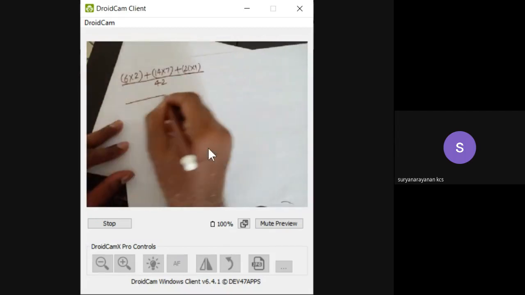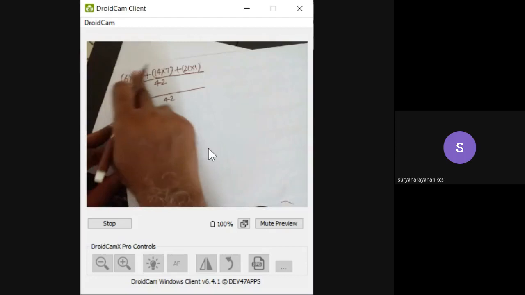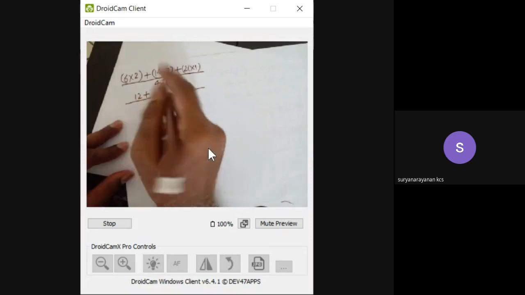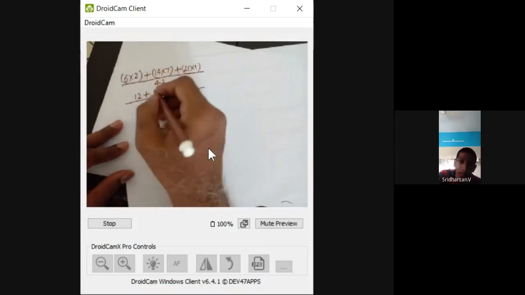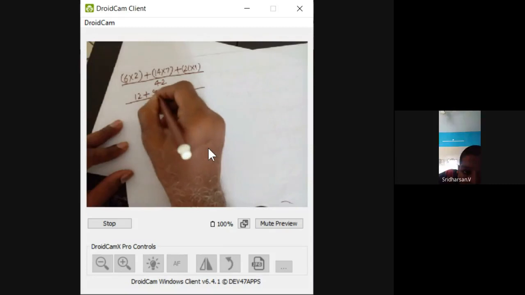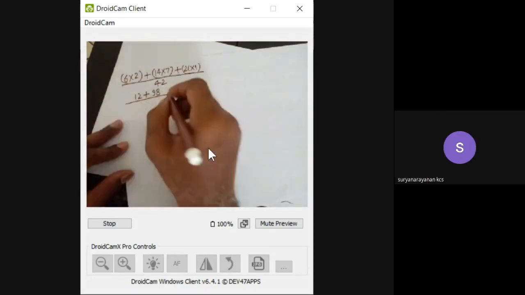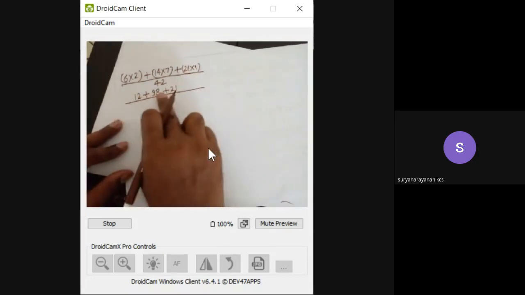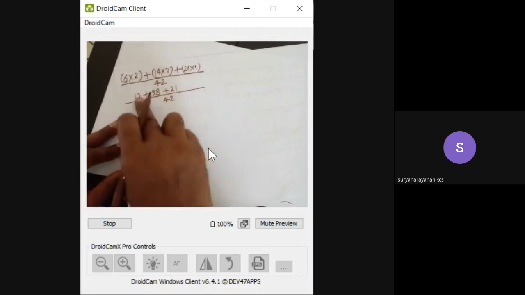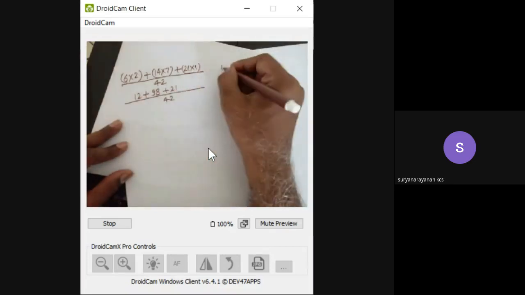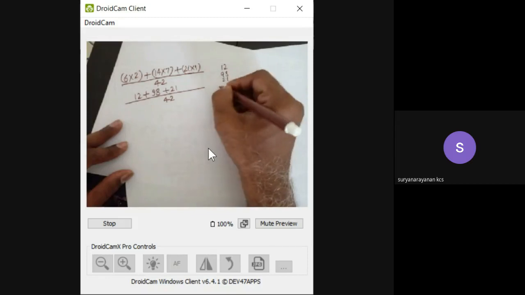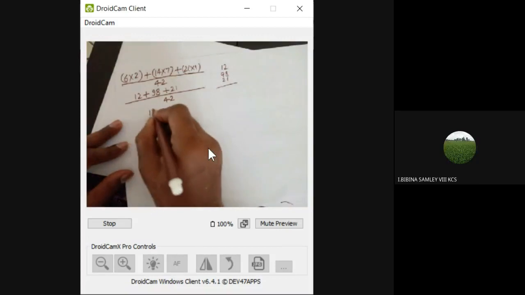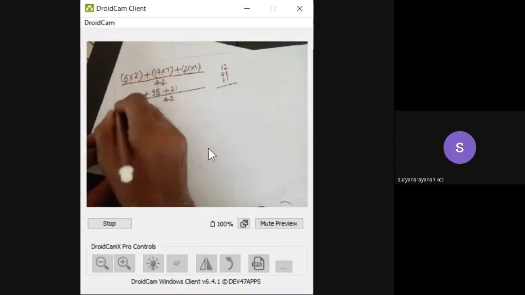Now let us simplify the numbers within the brackets. First, that is a rule. We have 6 into 2 is 12, plus what will we get? 98. Plus the third, 21. If we observe the numerator, three numbers are connected with the plus sign. So let us add all these numbers: 12, 98, 21. The answer is 131 by 42. That is equal to.